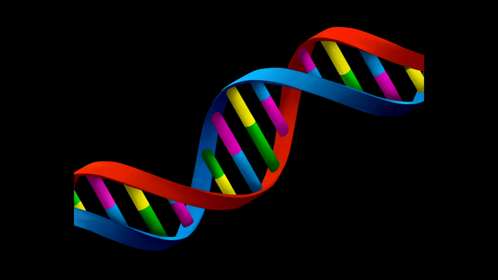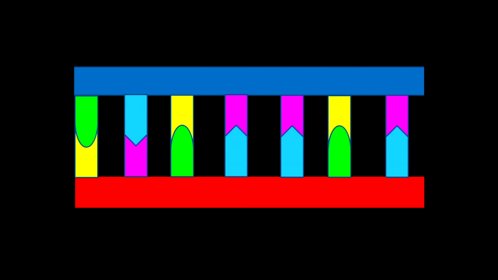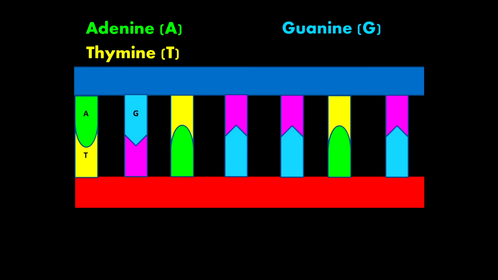To understand DNA, let's pretend that we unwind the double helix, and it kind of looks like a ladder now. The sides of the ladder, represented in red and blue, are the sugar phosphate backbone. The rungs of the ladder, the green and yellow, and blue and pink, are the nitrogen bases. There are 4 types of nitrogen bases in a DNA molecule: adenine, which pairs with thymine, and guanine, which pairs with cytosine. The order that these bases are in is what defines your traits.